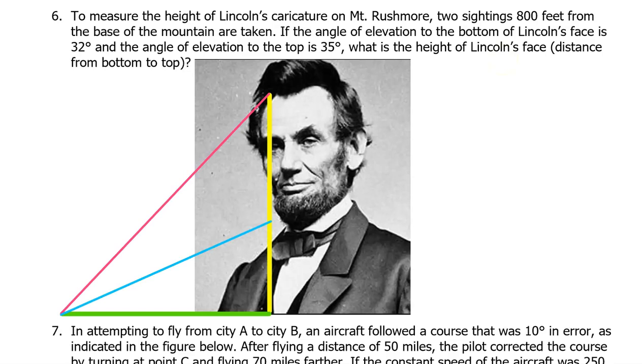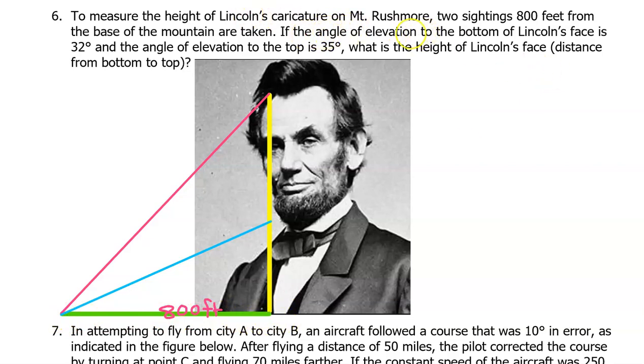Let's let this picture of Abe Lincoln represent his image on Mount Rushmore. So this whole picture, think of this as the mountain. The distance from the point of observation to the base of the mountain will be this green segment. The problem says that the two sightings are both 800 feet from the base of the mountain. So the 800 feet is down here, the green segment from the point of observation to the base of the mountain.